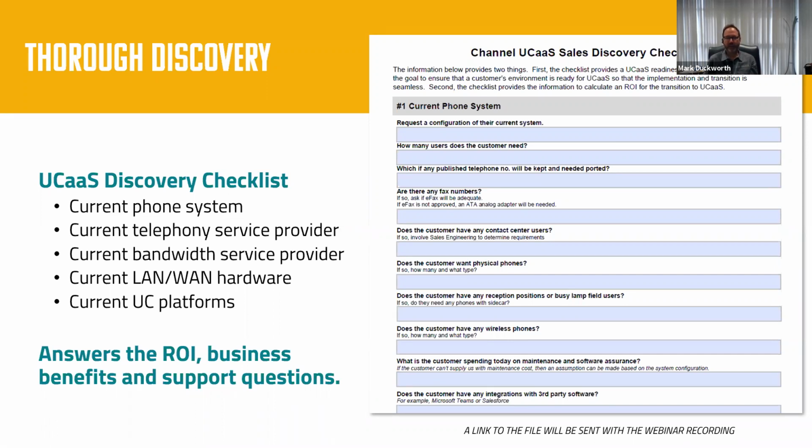You want to understand what their current phone system is, who their current provider is for all their analog lines. It could be a PRI circuit, whatever it is. You need to really nail down the bandwidth, what's going on there. What is the current hardware they have in place? Is it going to be okay? Do they have PoE switches? Do they have a router that's going to work?